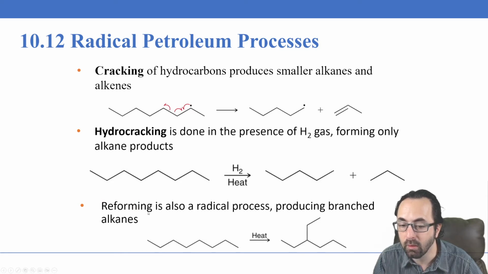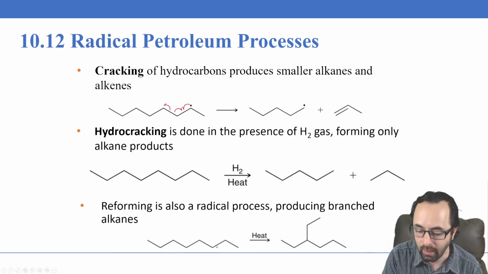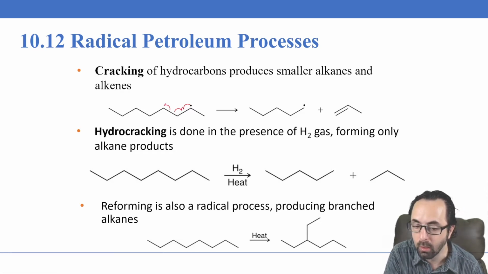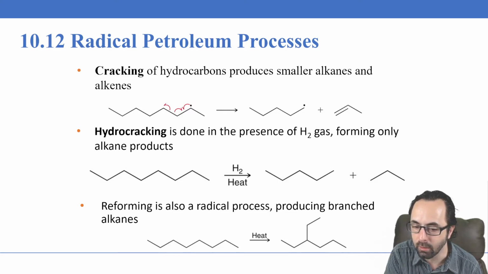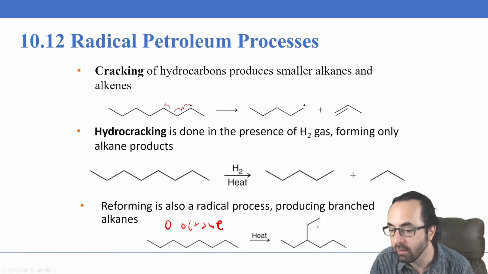Another process here is called reforming, which is also a radical process. This will produce branched-chain hydrocarbons for us. This is octane: 1, 2, 3, 4, 5, 6, 7, 8. This is octane, and straight-chain linear octane has an octane rating of 0. You might have seen this at the pump. So this is not good for gas. Zero octane is what we call this, meaning it's straight-chain octane.